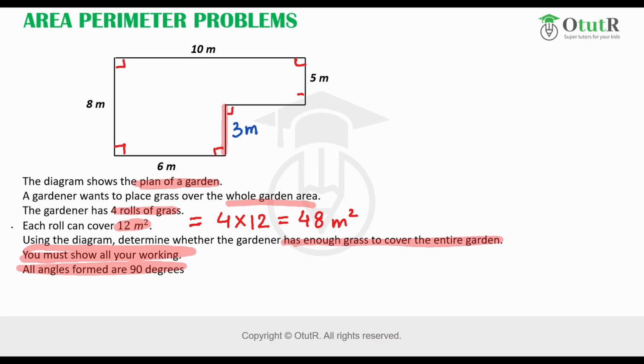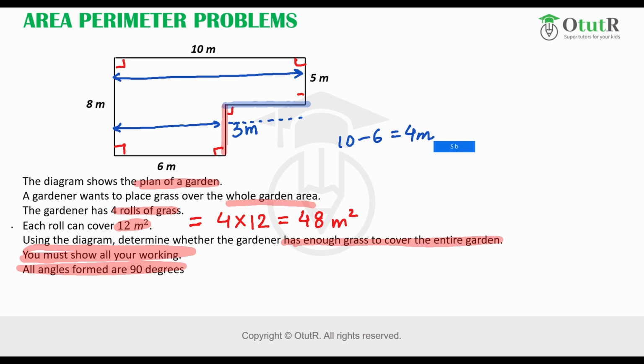Now we are going to find the length of the other side, which is this one. Okay, how can we find it out? We know the length of this particular side, which is 10, and we also know the length of this particular side, which is 6. So what is the length of the rest of it? It's going to be 10 minus 6 equal to 4 meters. So we have got both our missing sides. Can you see that? Great. So we have got both the missing sides.